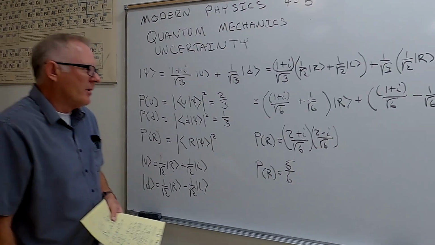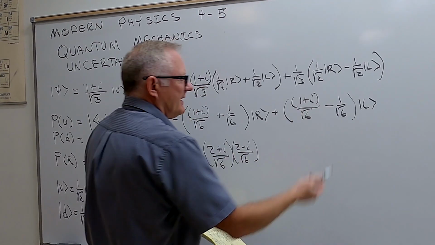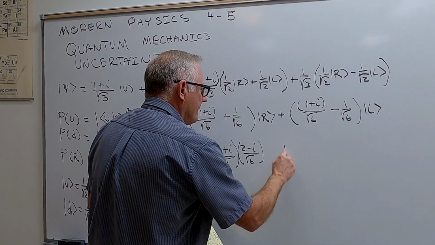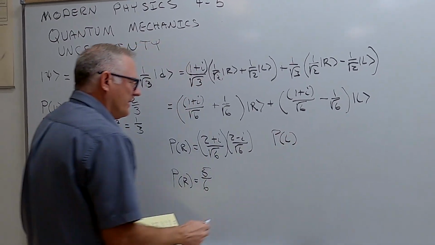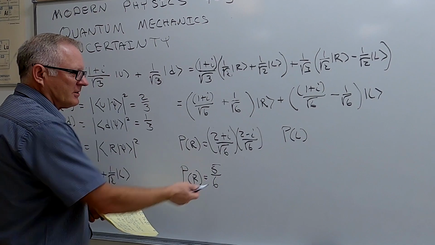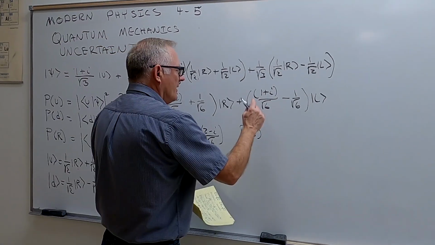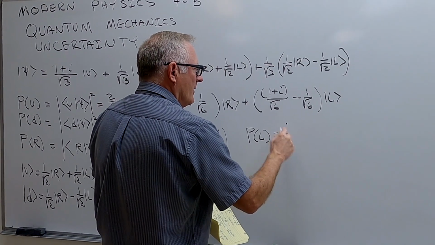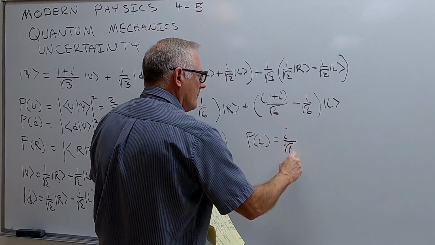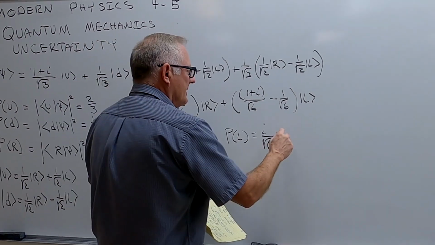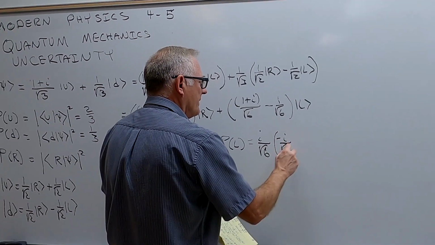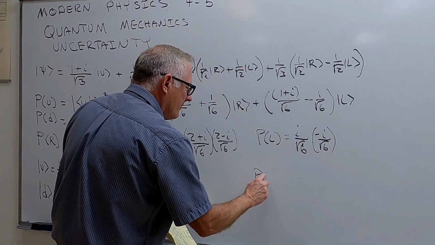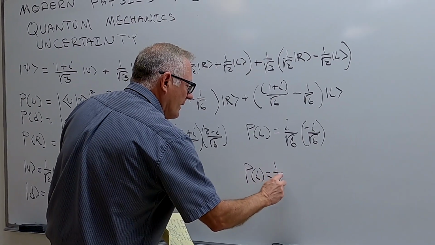Okay, and then the probability of being left would be this times its complex conjugate. We know what it's going to be because it has to add up to 1, so it's going to be 1/6, but just to check. You notice here you get the 1 minus the 1, that's just i over the square root of 6. And then we multiply it by its complex conjugate, which is minus i over the square root of 6, which is 1/6. So the probability of left is 1/6.